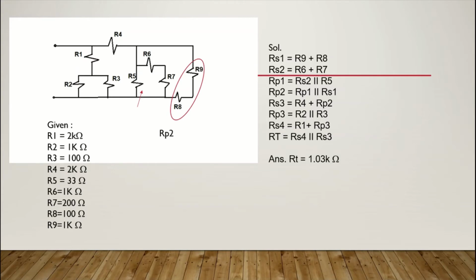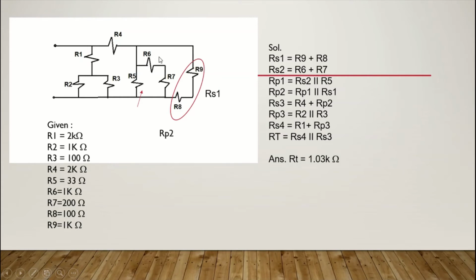As you can see, R9 and R8 are in series connection. So, pwede nyo yang i-series muna, which is RS1, resistance series 1. R9 plus R8. So, andyan naman sa given, 100 plus 1K. So, that should be 1,100 ohm or 1.1 kilo ohms. Next, na-series mo na yan. So, imagine natin na isa na lang natira dyan.